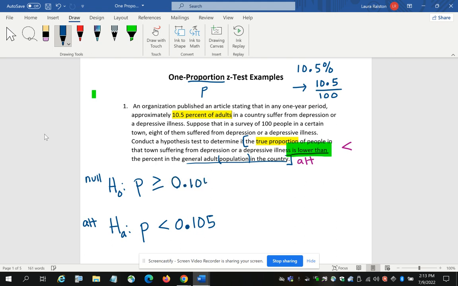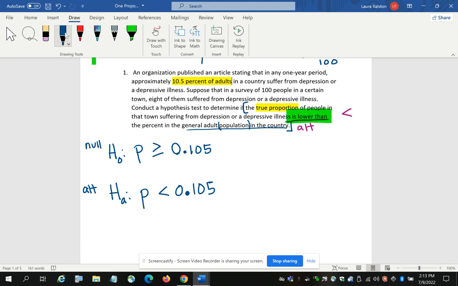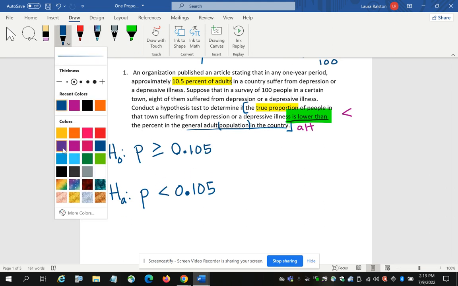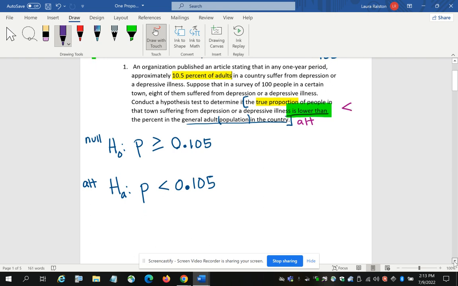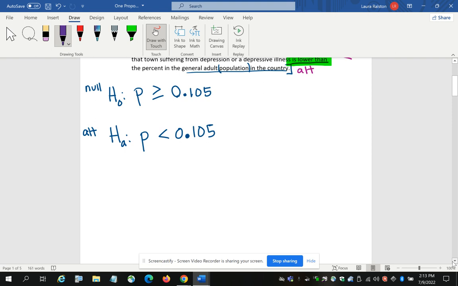The second step that we have to do in a hypothesis test is what I call identify the players. I need to know what information I have been given, and then also so that I can have all my information organized to put into Minitab. And there are really 4 pieces of information that you need. You need p, you need x, you need n, and you need alpha.